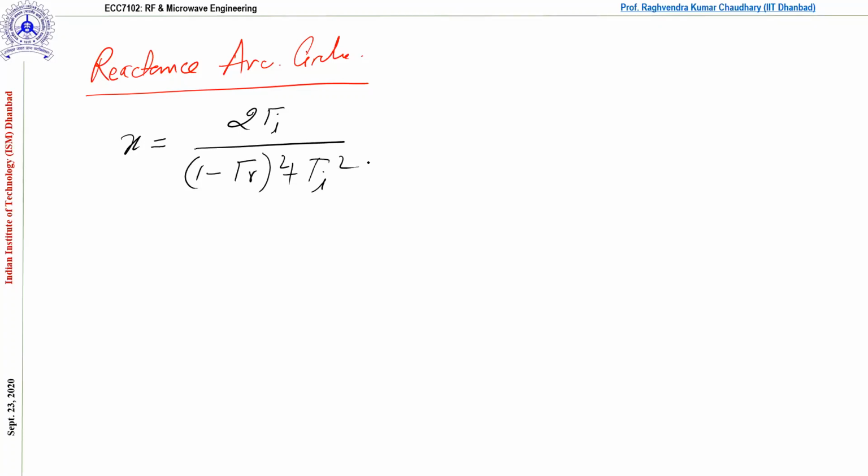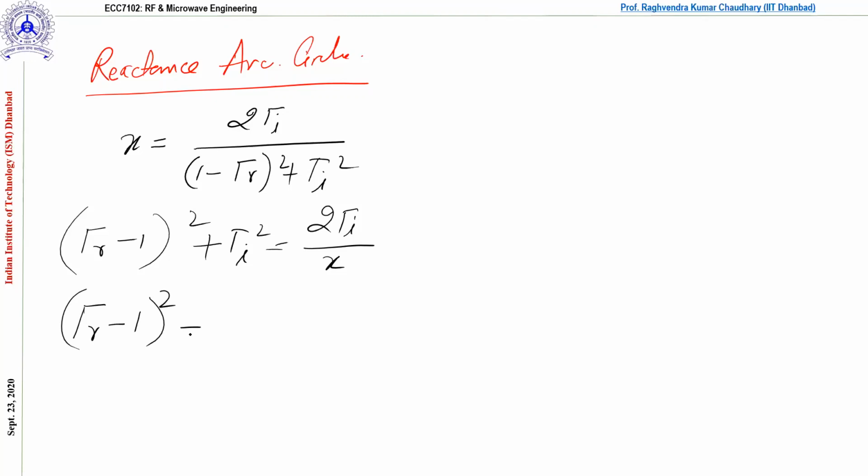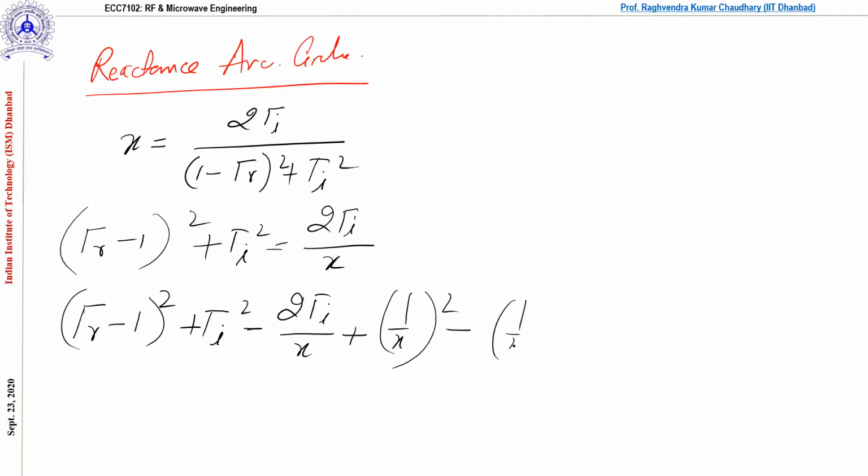Correct? Now, if we do a little rearrangement, (gamma r minus 1) to the whole square plus gamma I square is equal to 2 gamma I divided by x. Fine. Now you have to make a perfect square, as we did in the last class, correct? So what you need to do is add and subtract (1 by x) to the whole square. So I can write (gamma r minus 1) to the whole square plus gamma I square minus 2 gamma I over x plus (1 by x) to the whole square, minus (1 by x) to the whole square, for making the perfect square of the circle equation.